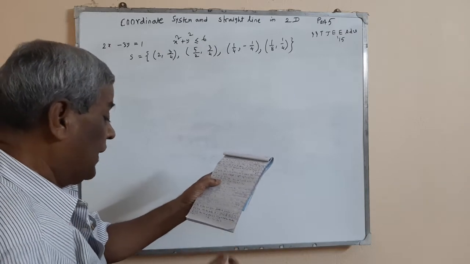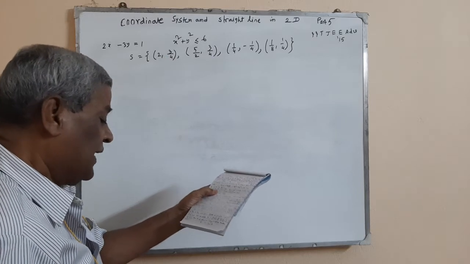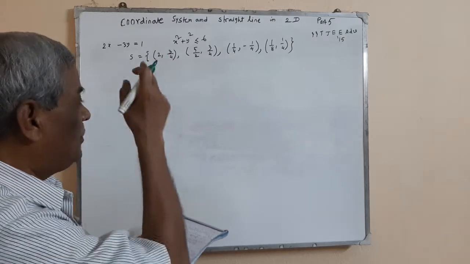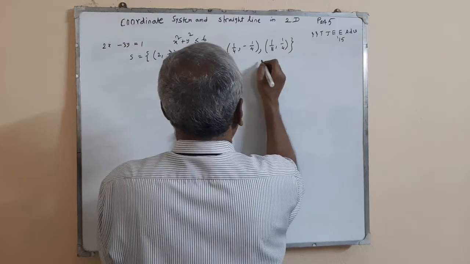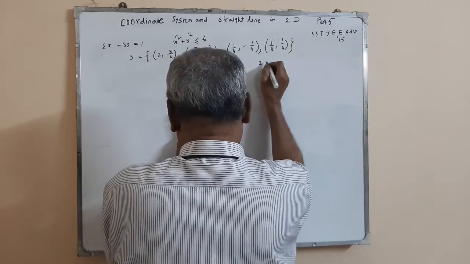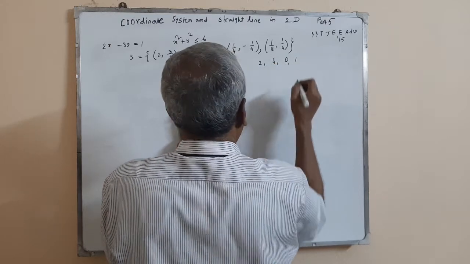Then the number of points in S lying inside the smaller part of the above is, options are 2, 4, 0 and 1.